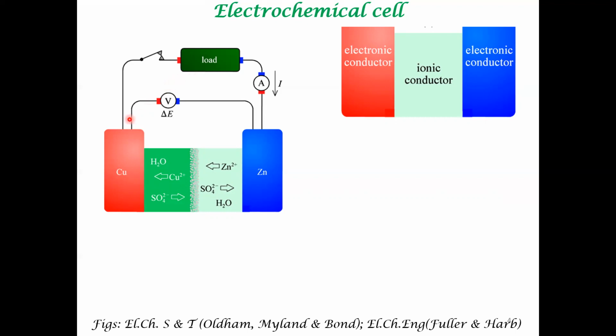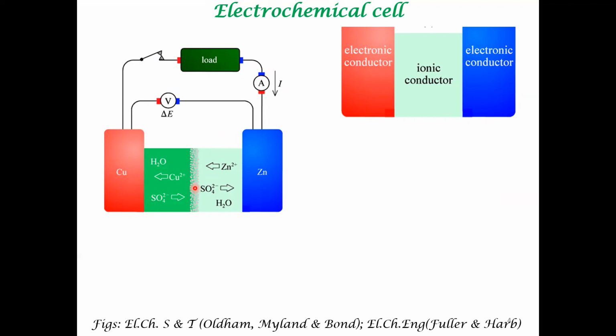While these wires conduct electronic current, what is conducted in the ionic conductor are currents generated due to transport of ions. In this case, the relevant ions are zinc 2 plus and copper 2 plus, and there are sulfate ions. Often in an electrochemical cell, there is a separator. It may play many roles. We will elaborate the role of a separator as we go along.